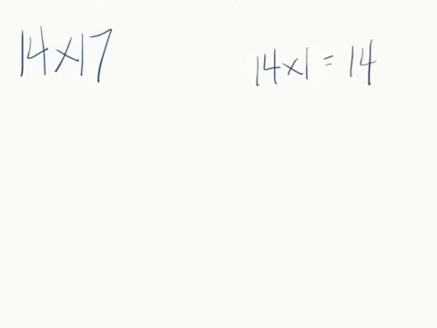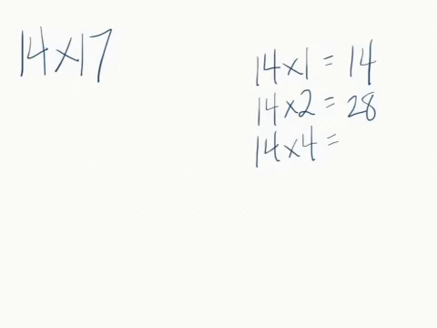So if the original problem was 14 times 17, two pretty unfriendly numbers, probably not something the average person is going to do in their head. But do we know 14 times 1? Yeah, that's 14. Okay, so let's start with some easy ones. Do we know 14 times 2? Okay, double it. That's 28. Do we know 14 times 4? Sure, double that again. That's 56.